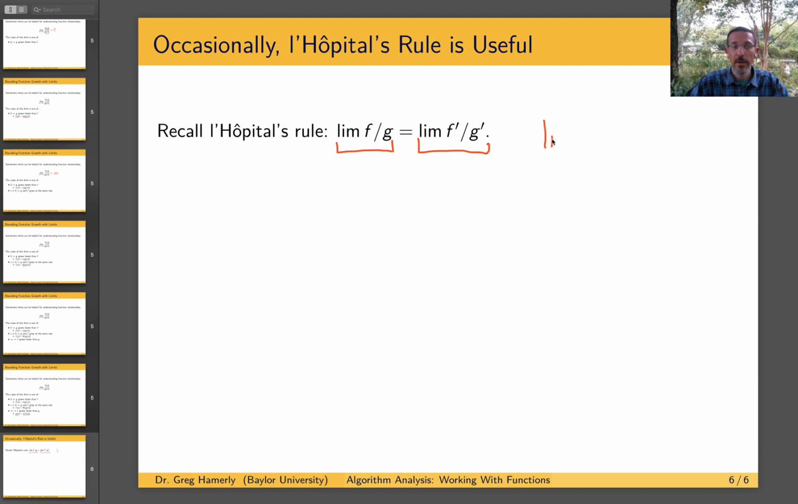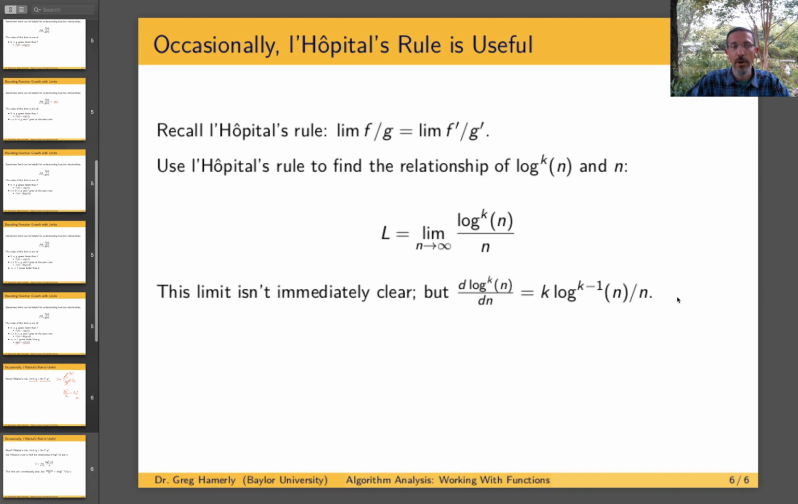So just to give you an example, if I had the limit of n cubed over the log of n, I don't know what that limit is necessarily, but I could replace this with 3n squared, which is the derivative with respect to n, and I could replace this with 1 over n if it's the natural log. Then I'm left with 3n squared over 1 over n, which is equal to 3n cubed, and that's equal to the same value as the original limit. And I know what that limit is. That limit as n goes to infinity is, of course, infinity. So I can determine the value of this limit using L'Hopital's rule.